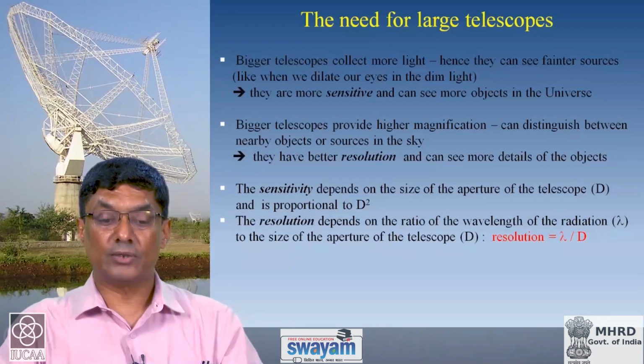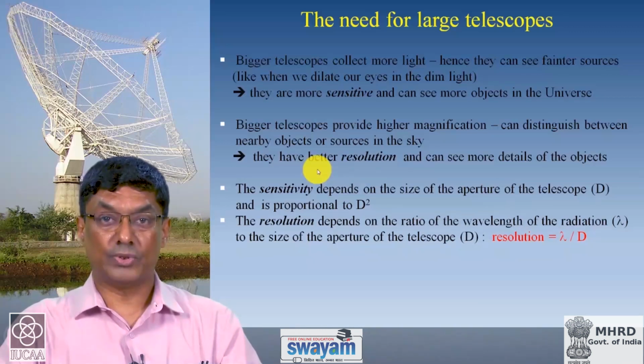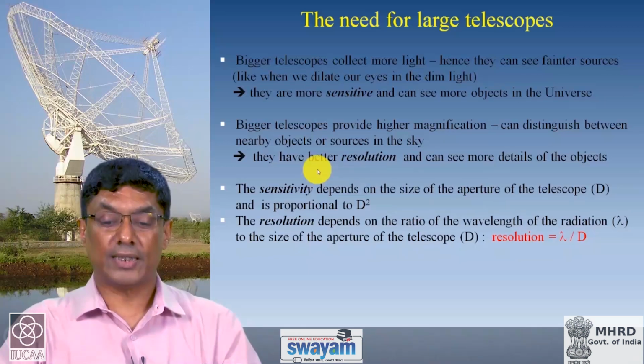And there are 2 main reasons. One is that a bigger telescope collects more light, as you can very easily imagine. And when you collect more light, you are more sensitive, and therefore, you can see fainter sources more easily. And this is kind of the reason why when we go into a dark room, our eyes dilate, so that you can open the pupil wider and collect more signal, because you are in a dim light condition.